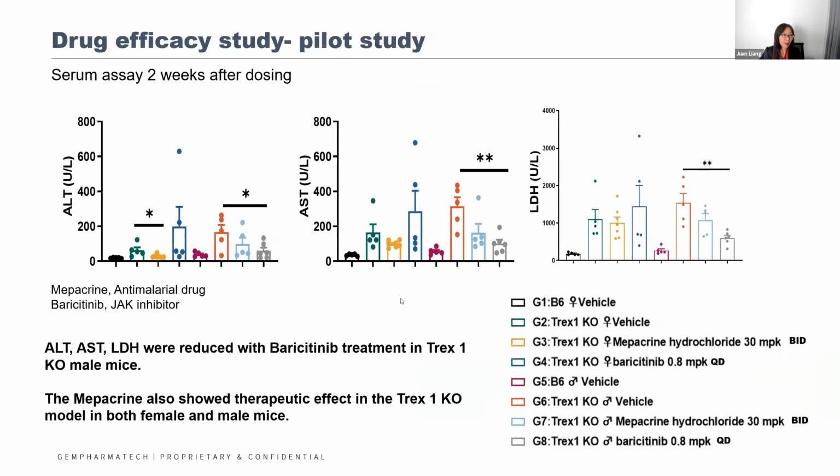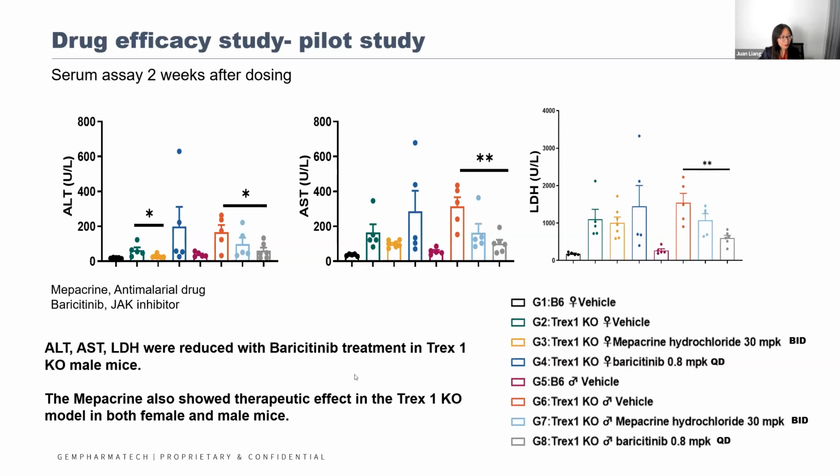In the applied drug efficacy study, we used anti-malarial drugs and also JAK inhibitors to treat the TREX1-KO mice. The first four groups are female mice, and the other four groups are male mice. The first is the B6 control mice, then the TREX1-KO mice, the TREX1-KO mice treated with anti-malarial drugs, and the TREX1-KO mice treated with JAK inhibitors.